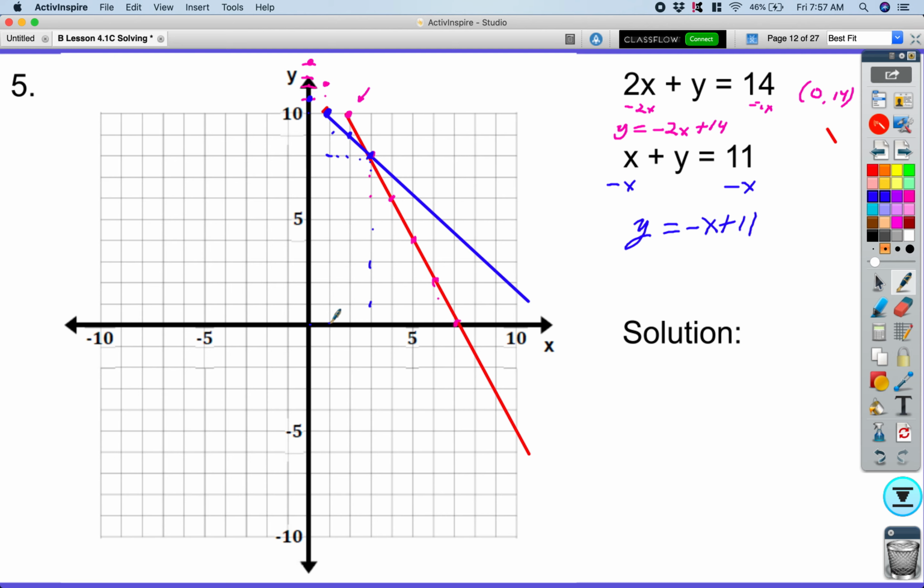So this is going over 1, 2, 3. So that's my x value. And then I'm going to go up 1, 2, 3, 4, 5, 6, 7, 8. So (3, 8) is my solution.